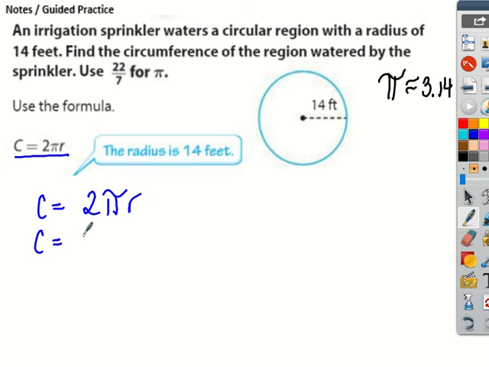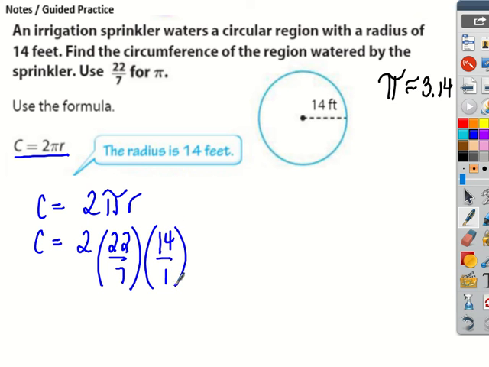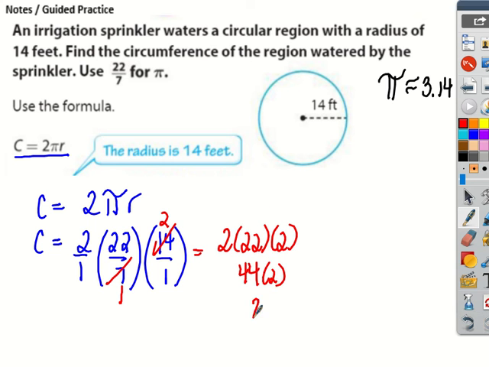So if I take circumference, 2 is standard in the formula. In this case, I'm going to use 22 over 7 for my pi. And if you look at my radius, it is 14 over 1. All I did was write those as fractions so that you can easily see why that 22/7 is valuable in this problem. If we look at the cross canceling, I can reduce this by 7, which reduces this by 2. That makes my new problem 2 times 22 times 2, which is 44 times 2, which is 88.